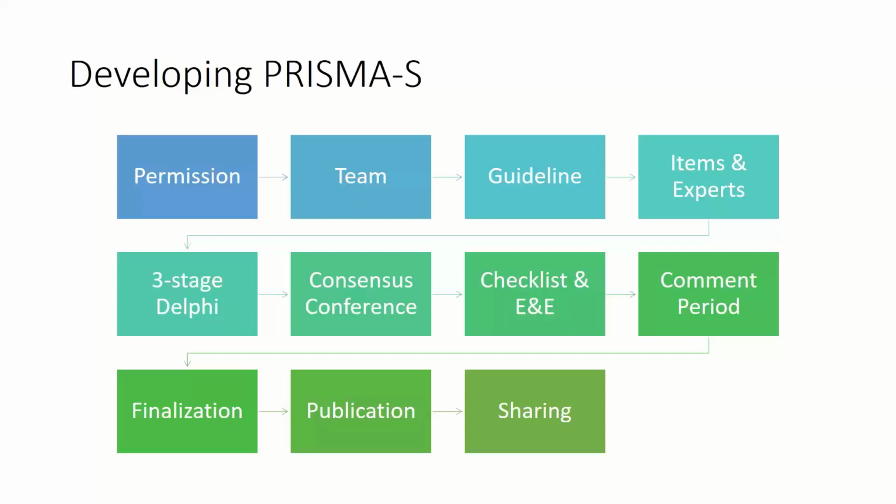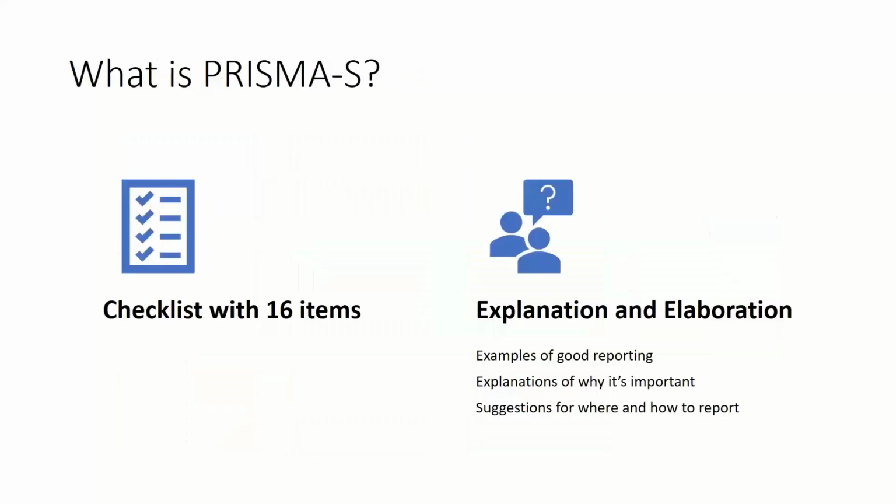After that was done, the items that survived the Delphi survey process got to go into a consensus conference. And then from that consensus conference, we developed the initial draft of a checklist and explanation and elaboration. We opened this up for comment publicly, as well as specifically inviting all of the consensus conference participants and the Delphi survey participants. And then we took some time to finalize what the actual checklist and E&E would become. Explanation and elaboration. We moved it on to publication, and now we're in the sharing phase. So we're disseminating information about PRISMA-S to all of you.